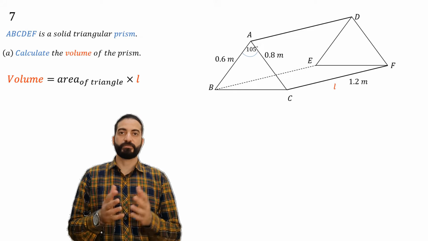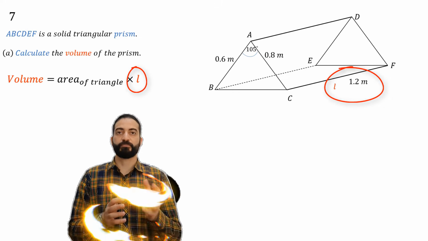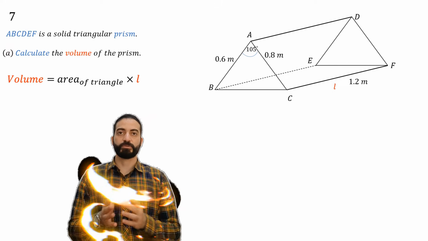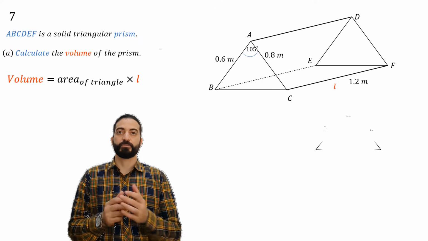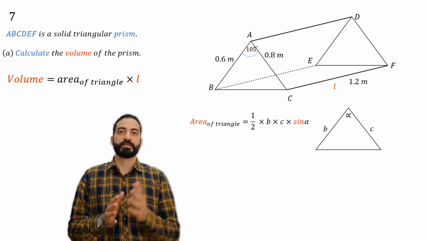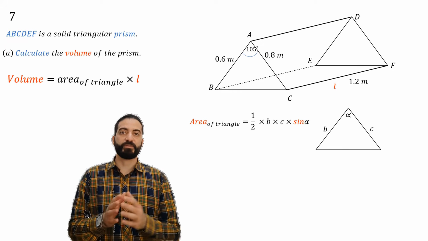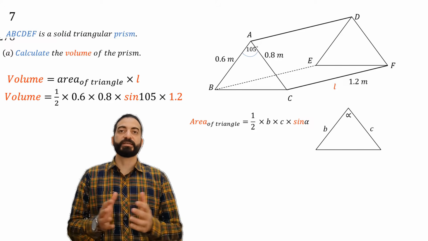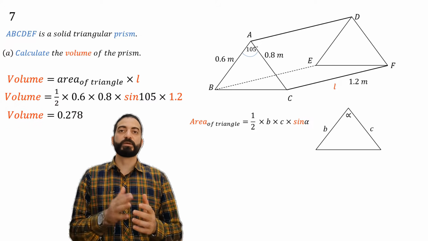We have the length, which is 1.2, but we must get the area of the triangle. Depending on the given information for the triangle, we can use the rule that fits the given. So we put everything at its value and get the answer, the volume of the prism.